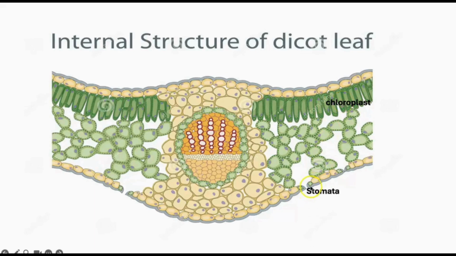So in the lower portion, we can see the stomata, that is an opening. In the lower epidermal region of a leaf, you can see the opening which is called stomata for gaseous exchange. And in the center, you can see the plant vascular tissue, that is xylem and phloem. And here xylem is responsible for the transport of water from roots to the leaves.